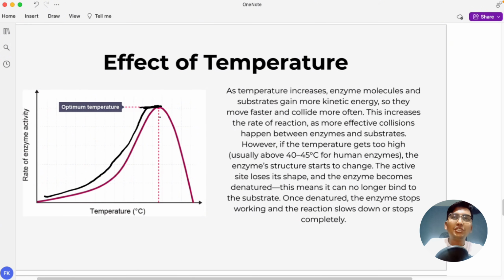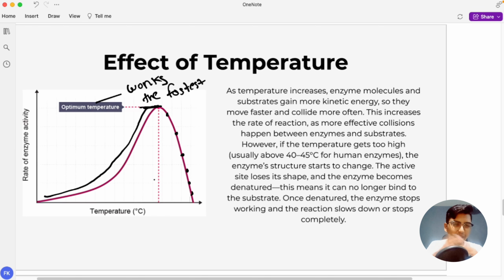temperature which is known as the optimum temperature, where the enzyme works the fastest. And after the optimum temperature, you can see a declining trend. The rate of enzymatic activity starts to decrease.